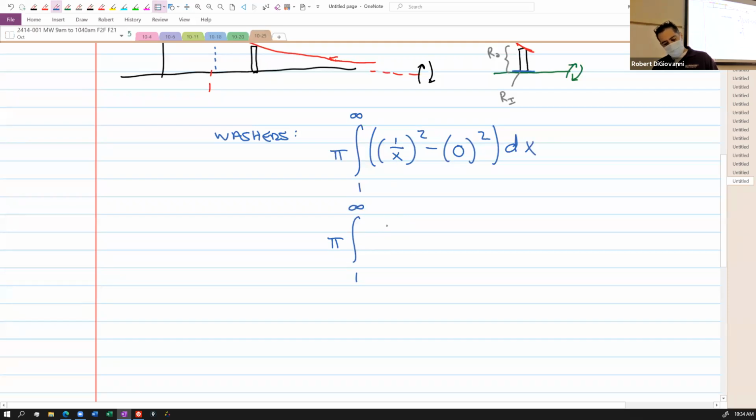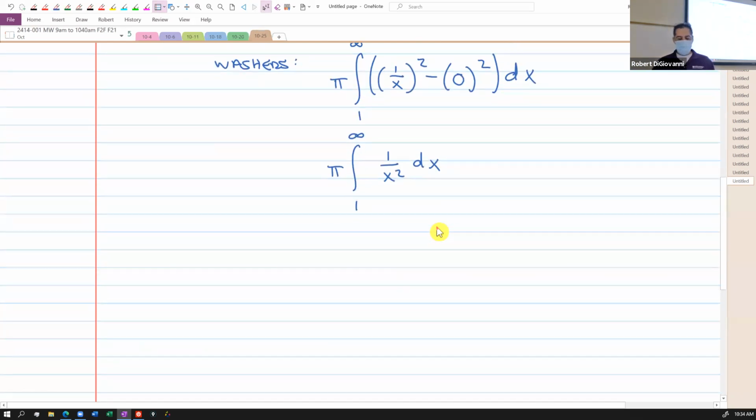This is the same as pi integral of 1 over x squared dx. 0 goes away. That's not natural log. Please don't do natural log there. This is pi integral 1 to infinity. Just look at that as being x to the -2. And then use your power rule for antiderivatives. So what would you get?